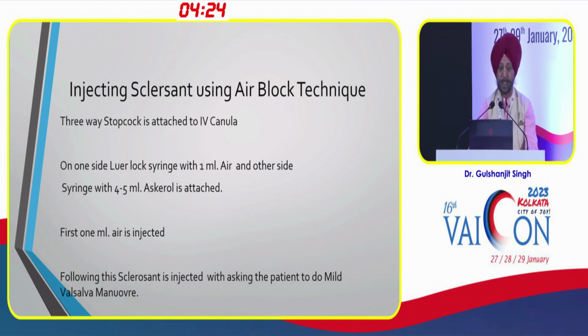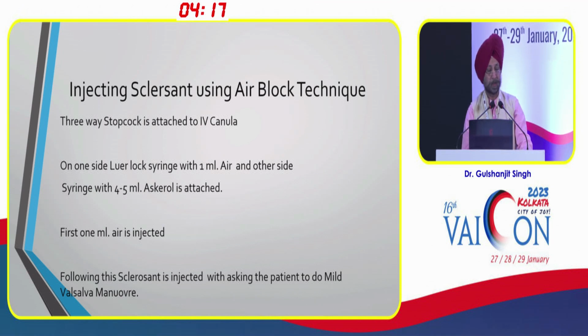Then we inject the sclerosant using the air block technique. We attach a three-way stopcock to the IV cannula. On one side, we attach a Luer-lock syringe with 1 ml of air, and on the other side of the stopcock, we attach a syringe with 4 to 5 ml of sclerosant. First, we inject 1 ml of air, and following this, the sclerosant is injected while asking the patient to do a mild Valsalva maneuver.